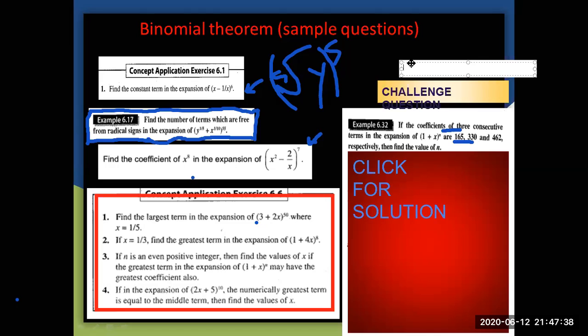And just a question for number 2 on the applications, exercise 6.6. Yeah, this one's fine. For number 2, do we differentiate it? Because can't you find the greatest term if you differentiate it and equate to 0? If that makes sense.